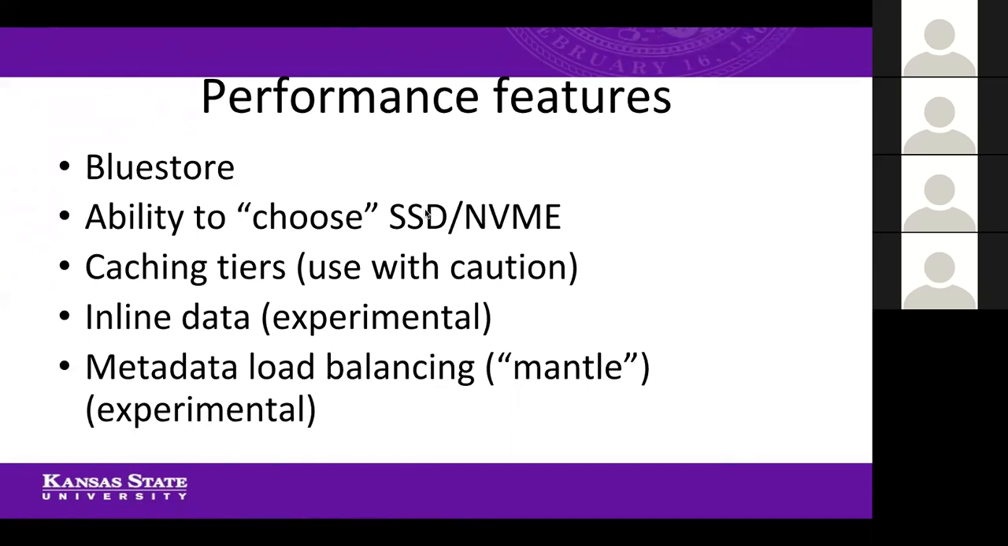Inline data, that's an experimental feature they've got right now. So if you've got a tiny, tiny file, it'll store all that within the metadata and not actually have to put it out on the disks. Right, because the default object size for Ceph is 4 megabytes. So if you write a 2K file, it writes a 4 megabyte object. So it ends up doing lots of writing there that it doesn't really need to be doing.